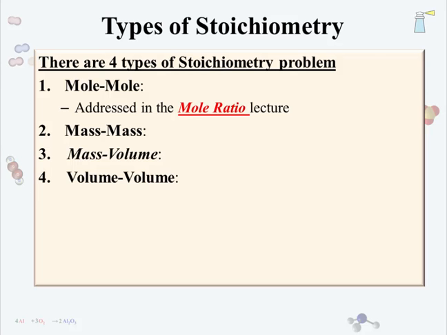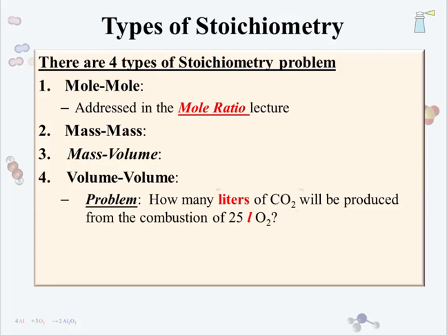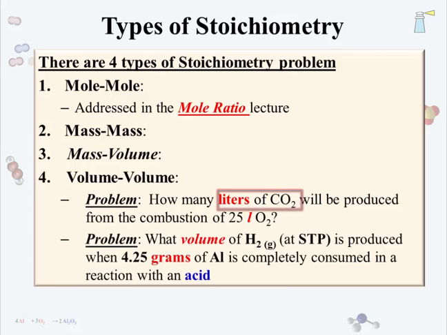An example of this type of problem includes finding the liters of gas, CO2, produced in a combustion reaction that starts with 25 liters of the gas, oxygen, and finding the volume of hydrogen gas at STP that is produced when 4.25 grams of aluminum is completely consumed in a reaction with an acid. Both of these types of problems will be addressed later in the gas stoichiometry part of the lecture.